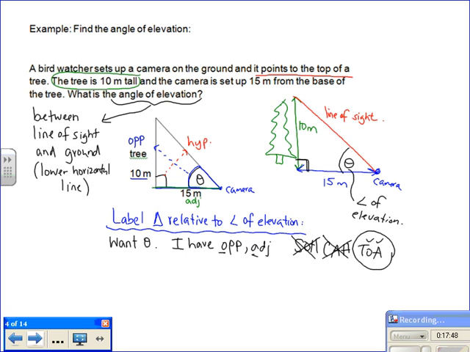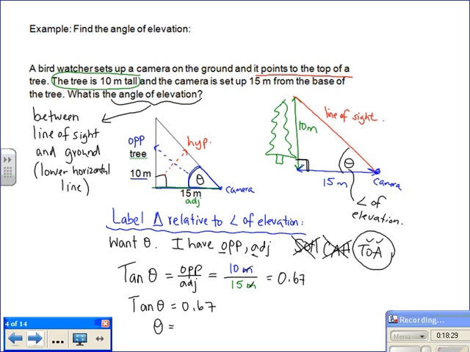So what I'm going to use is the tan of theta, so the tan of the angle, is equal to the opposite over the adjacent. The opposite side is equal to 10 meters, and the adjacent side is equal to 15 meters. My meters are going to cancel because a meter divided by a meter is just 1. And 10 divided by 15 is 0.67. So I now have that the tan of theta equals 0.67.